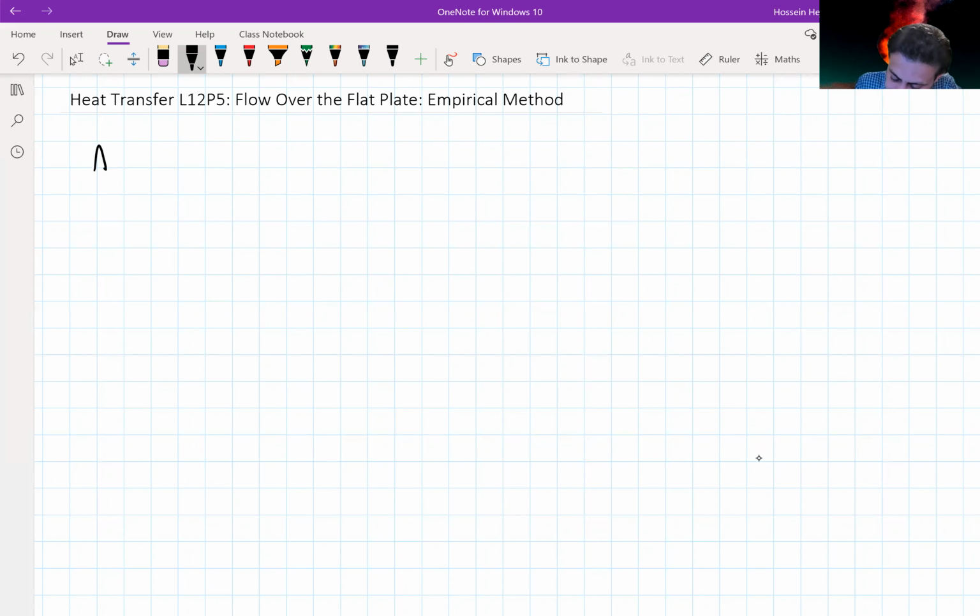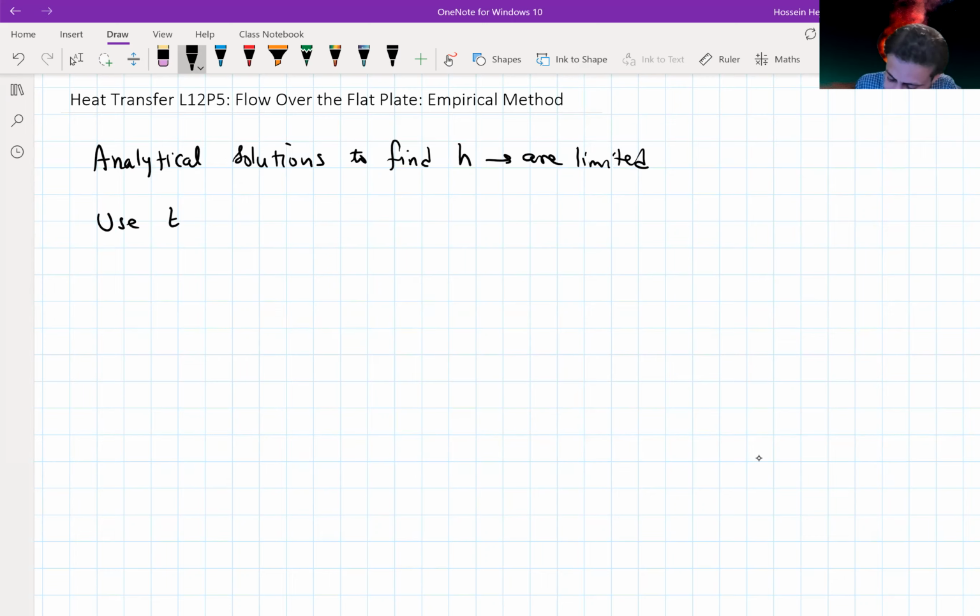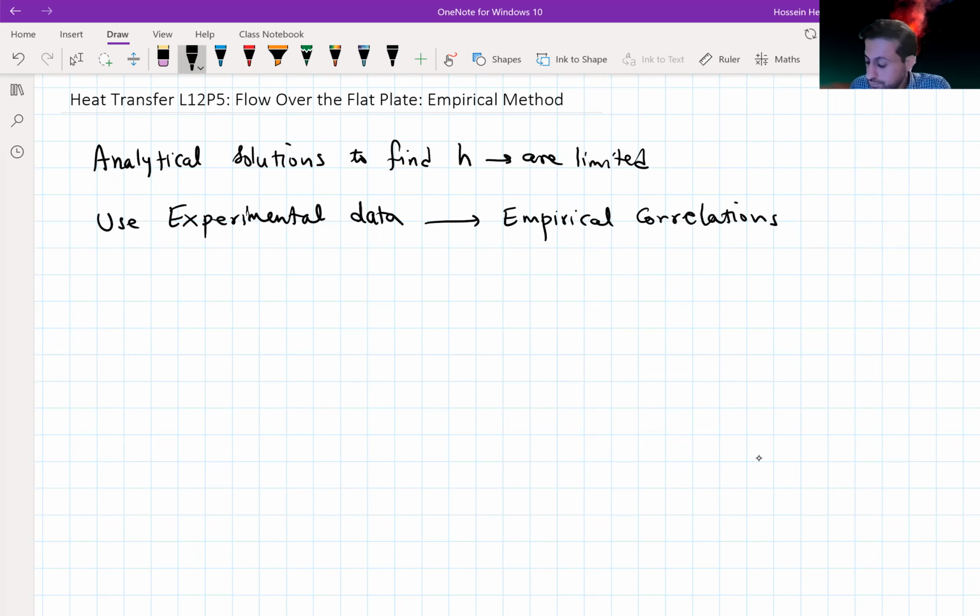So analytical solutions to find H are limited, and we use experimental data to develop empirical correlations. And we use dimensional analysis and other analytical techniques to find out the relationship between the data that we have collected.